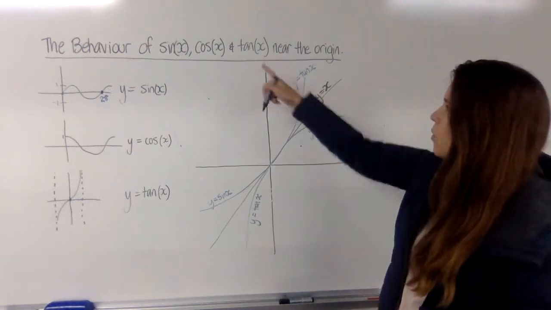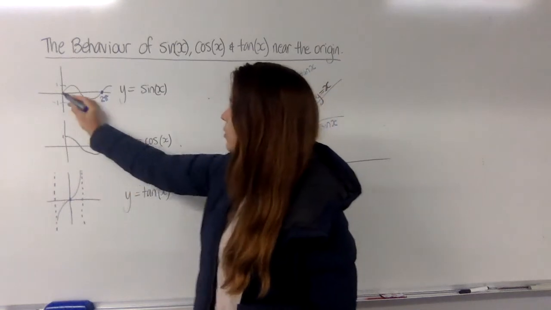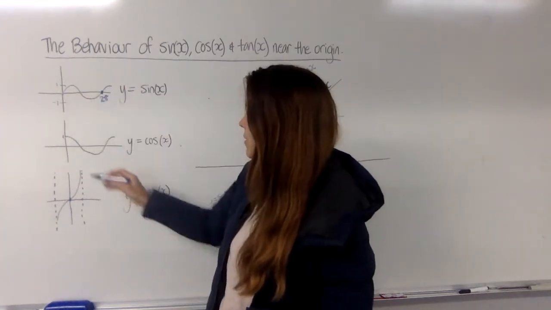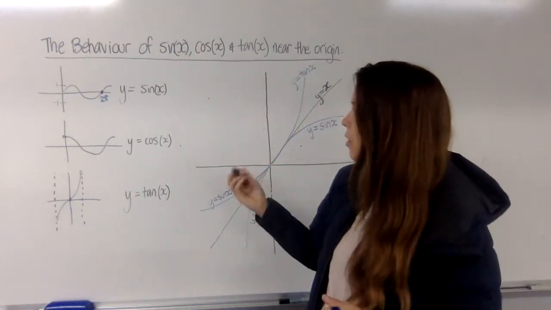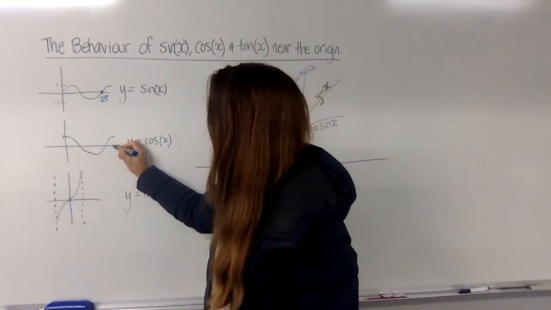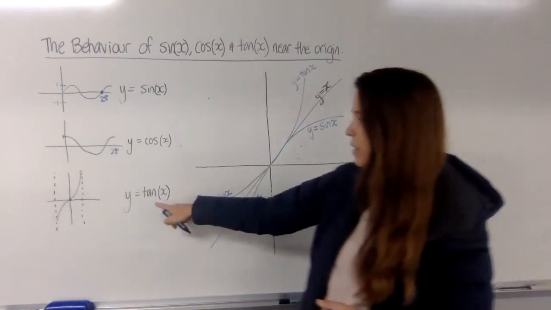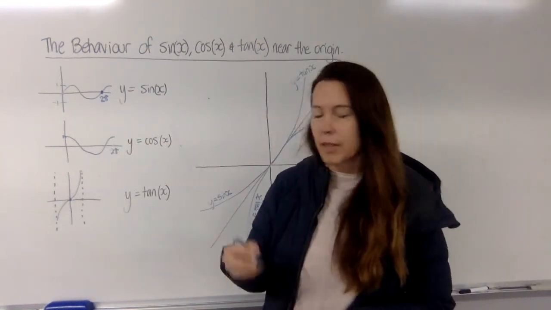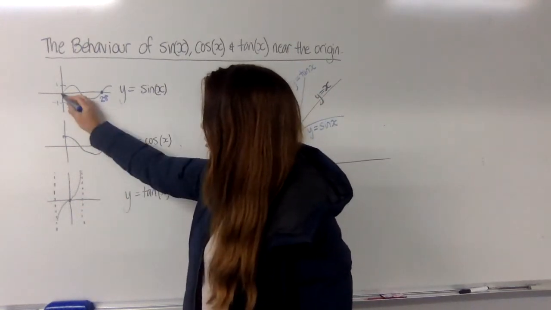So if we're looking at what happens when they're near the origin, well, we've got the sine curve always begins at 0, goes up and down like this. The cos curve is just like a shifting along or a translation of the sine curve, also does a full rotation every 2 pi. And we have a period of only pi for the tan curve, and you'll notice that like the sine curve, it goes through the origin.